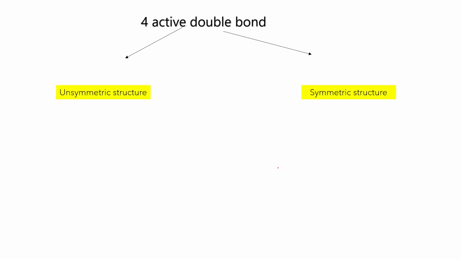Okay, so 4 active double bonds. Let's try to think about it. Unsymmetric structure and symmetric structure. Take a guess. Unsymmetric structure. So what should we do? We should take all the possible sequences.